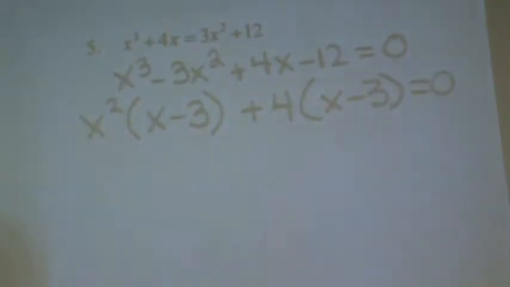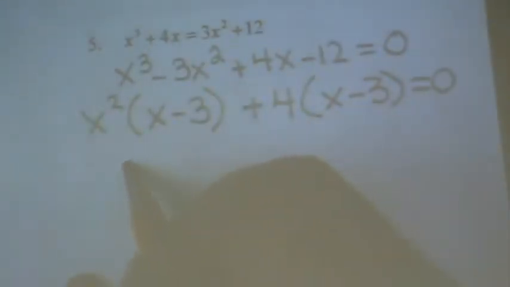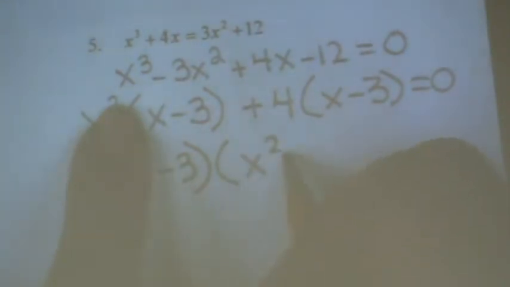Okay, now what? See, these 2 are the same. Pull that out, x minus 3, and you're left with x squared plus 4 equals 0. Now, this is good. One of your zeros is 3. But what do we do here?